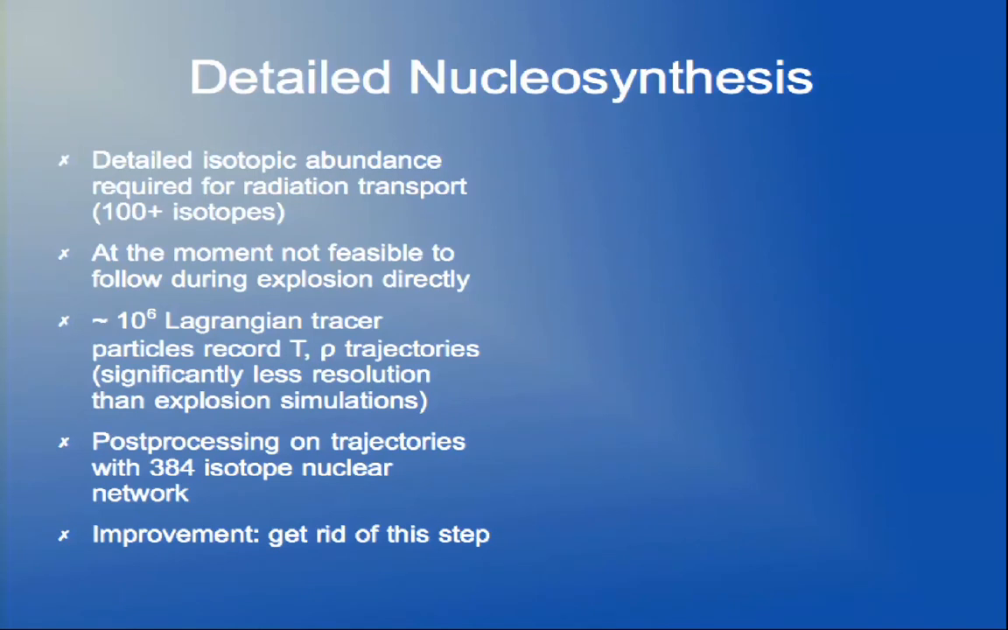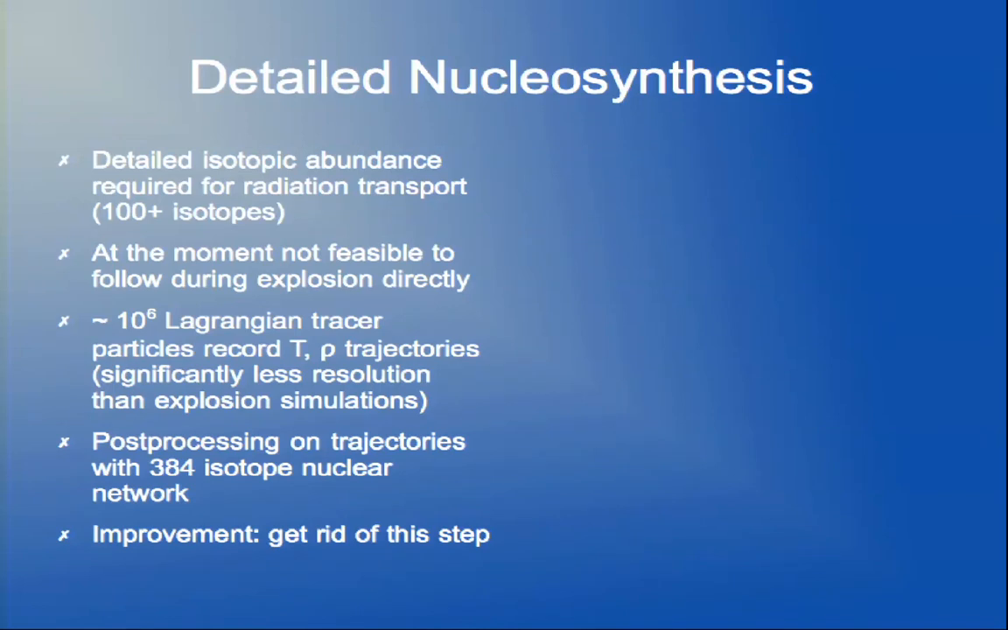So what we usually do is use of order a million Lagrangian tracer particles that record trajectories of temperature and density, and then we use a huge nuclear network in post-processing to calculate the isotopic abundances of these Lagrangian tracers. Just note that 10 to the 6 tracers on a 400 isotope network is already quite expensive, and this is significantly less than the resolution of the actual explosion simulation that we can afford here.